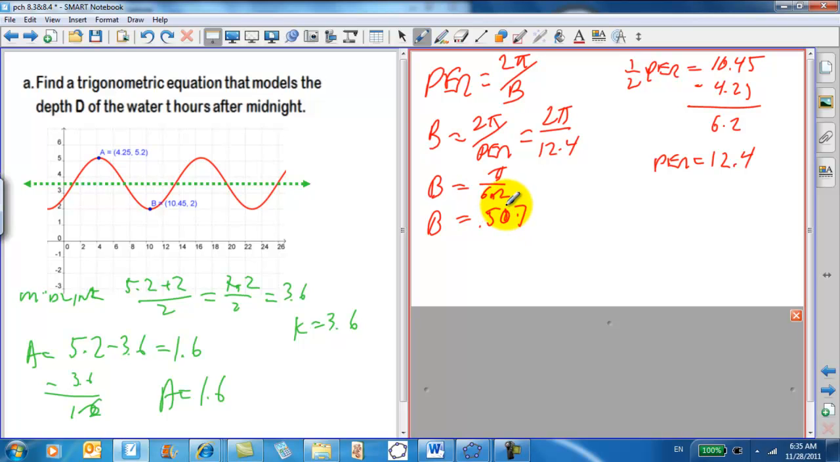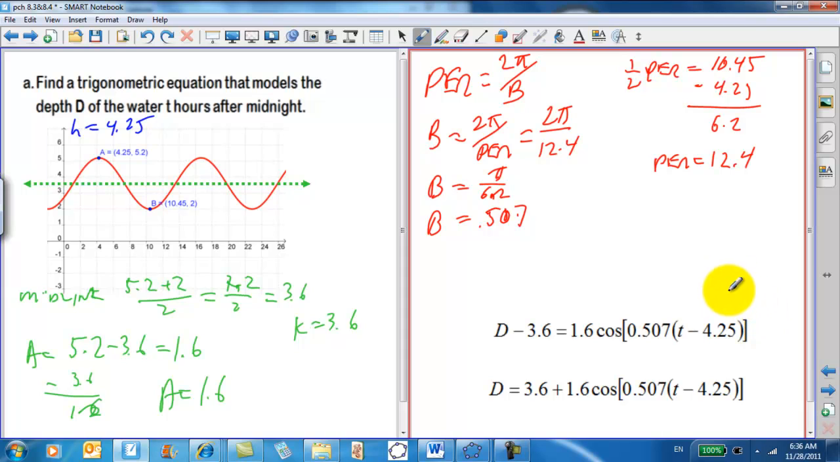Now we still need the shift over, and we can get that from our first peak. Normally the peak should be right here on the y-axis, so it's been shifted over 4.25. So our h, our shift to the right, is 4.25. We can incorporate all these ideas into our diagram. There's h, our shift to the right. There's k, the shift up. There's the amplitude A that we figured out, and there's that B that we figured out from the period.